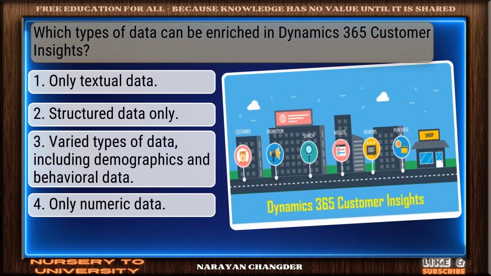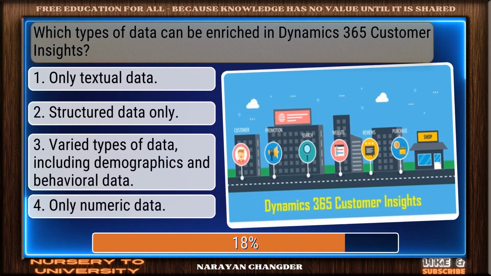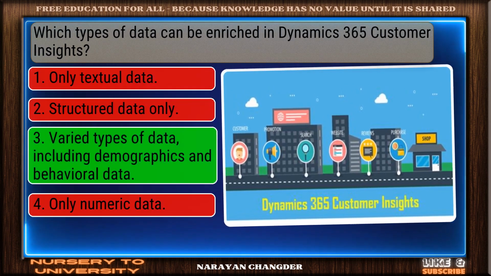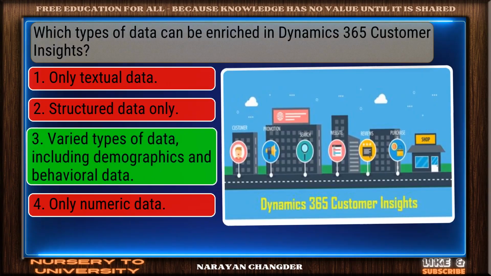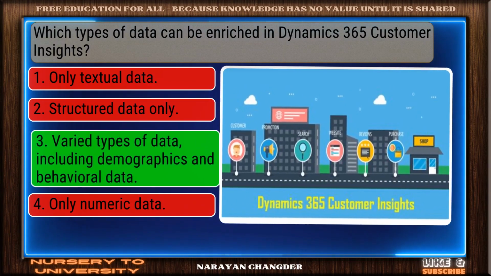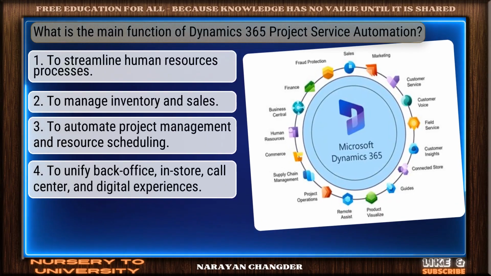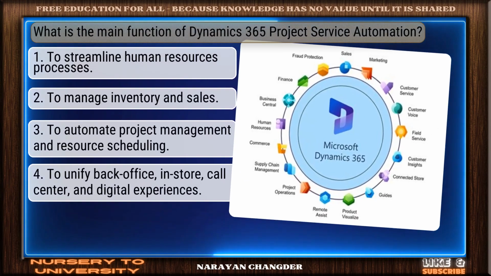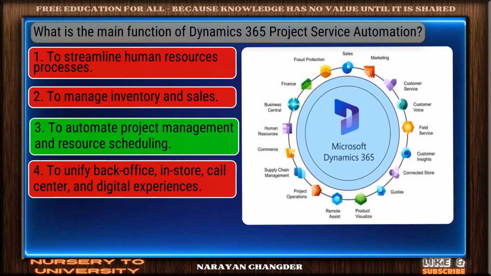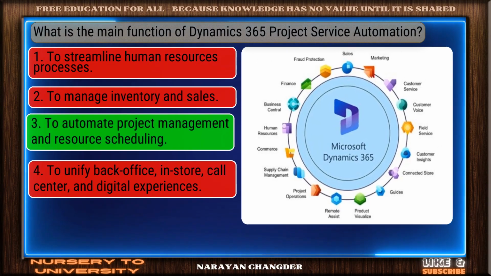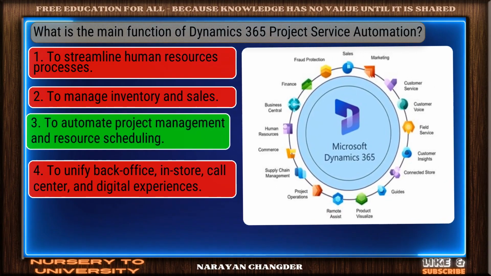Question number 54. Which types of data can be enriched in Dynamics 365 Customer Insights? Nice selection. Varied types of data, including demographics and behavioral data, is the correct and valid answer. Question number 55. What is the main function of Dynamics 365 Project Service Automation? Clear logic. Your choice to automate project management and resource scheduling is sound and 100% true.